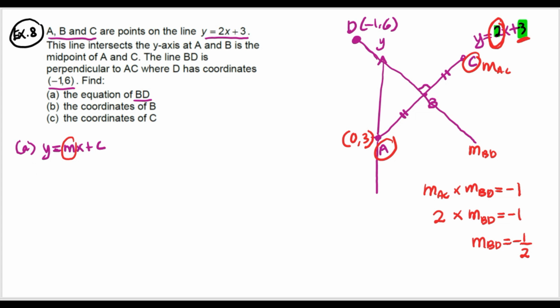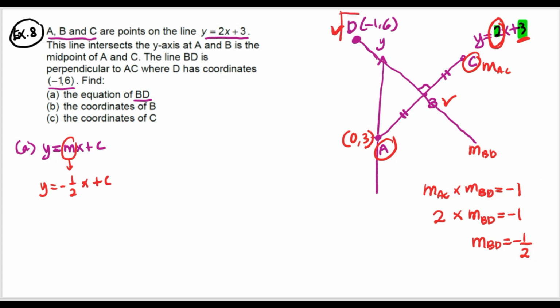So this is the equation for BD. We already have m, which is negative 1 over 2, x plus c. But this line passes through points B and D. To find the value for c, we have to substitute with the coordinates of at least one point. Can we substitute with the coordinates for B? Cannot. Why? Because we don't have the values for x and y for B, but we have the coordinates for D, which is negative 1, 6.